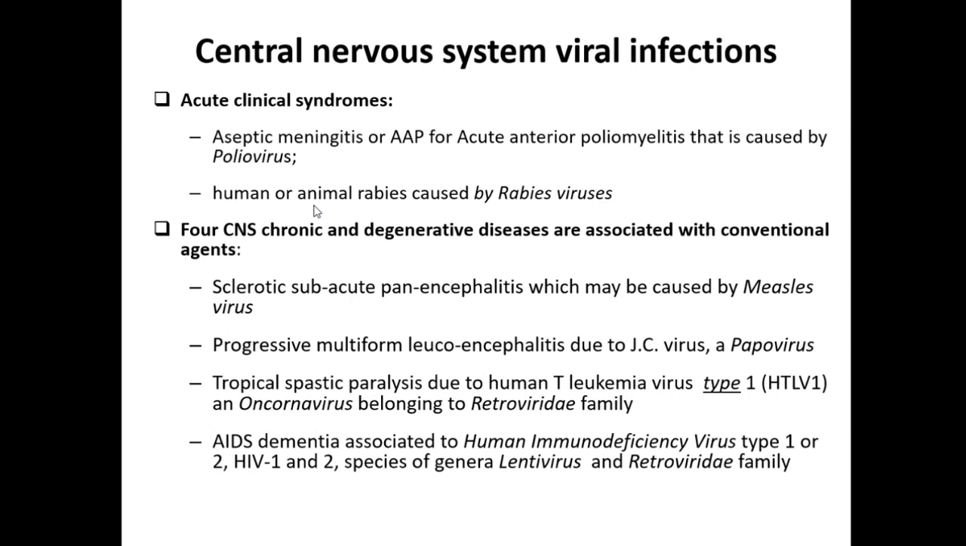And for central nervous system infection, we have acute clinical syndromes and chronic ones. With acute, we have encephalitis, aseptic meningitis, acute anterior poliomyelitis that is caused by polio, and we have rabies virus, which also causes an acute syndrome. While chronic ones are often chronic and degenerative diseases, which are associated with conventional agents.